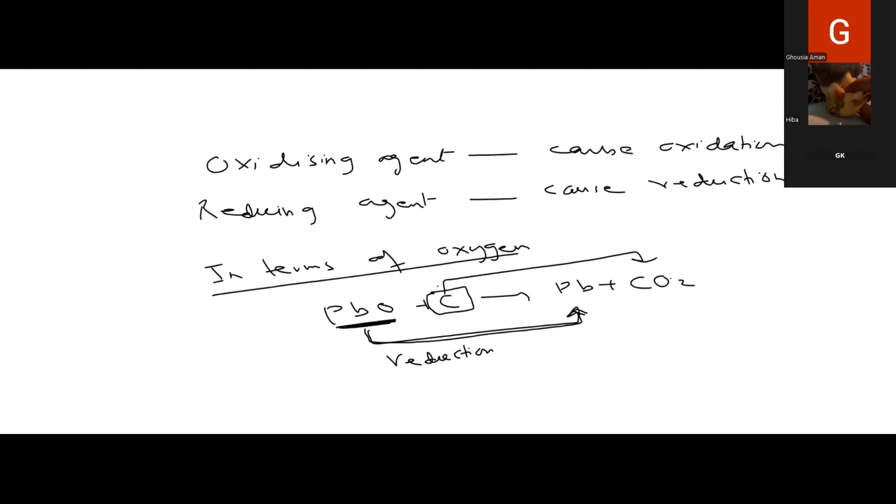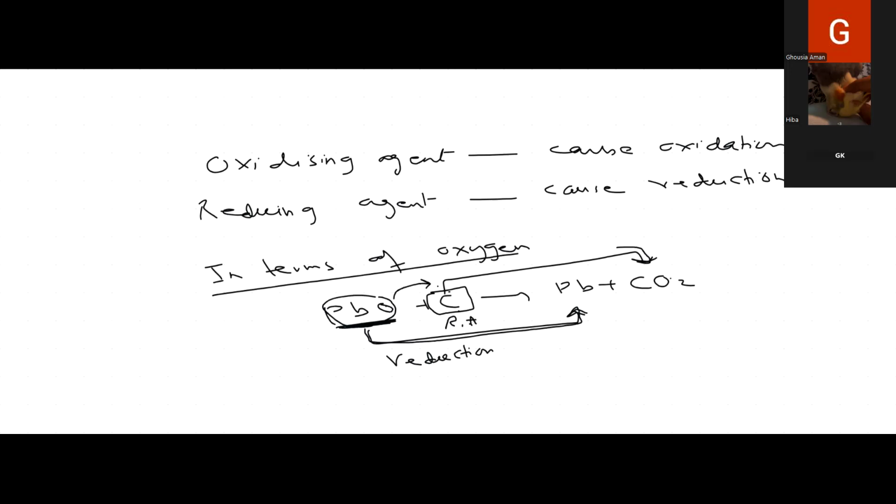What is the cause of the reduction of lead oxide? Carbon. If carbon will not be there, lead oxide will not be reduced. So who is the reducing agent? Carbon is the reducing agent. So remember one thing, the substance which is reduced, its neighbor is the reducing agent, because it is happening because of its neighbor. Similarly, carbon is oxidized to carbon dioxide. Why? Because lead oxide is here to provide oxygen to carbon. Otherwise, carbon would never be able to oxidize.